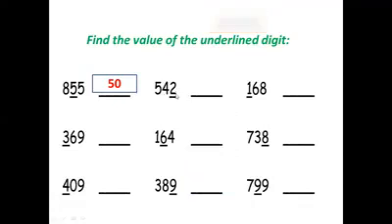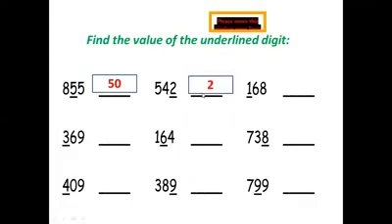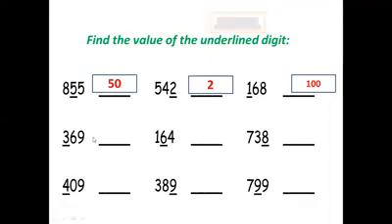542. The underlined digit 2. The value of 2. Ask myself, 2 in ones or tens or hundreds? In ones, so write the same number 2. Or say 2 ones equal 2. This one, 168, the value of 1 in hundreds, so the value is 100. 369, 3 in hundreds, so the value is 300.